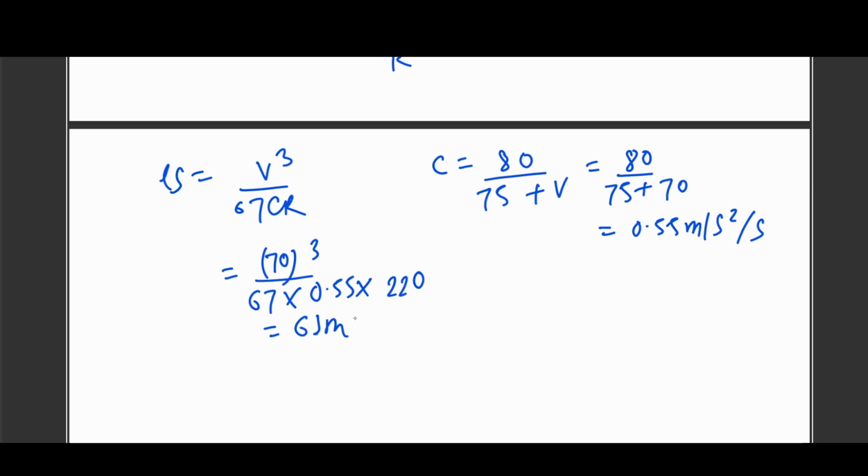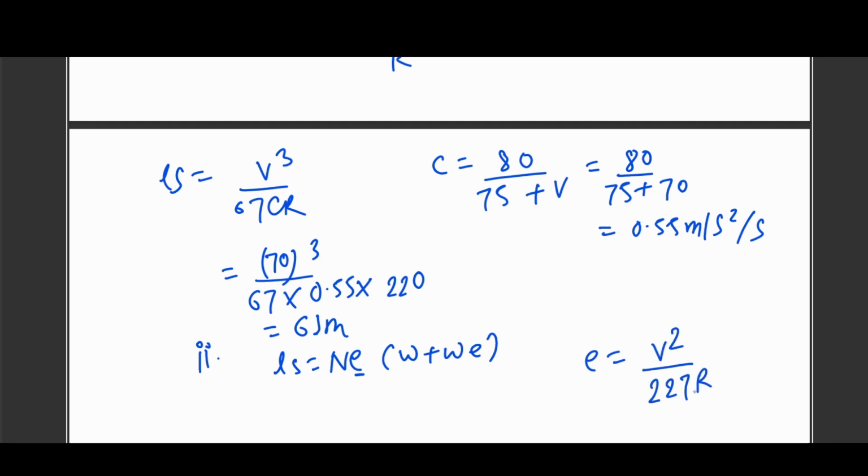All right. And the next one is from rate of introduction of super elevation. Ls equals N E (W plus We). So we need to calculate what is E, the value of E. The super elevation is not given, right? So how do we calculate the value of E? E value is calculated by V square by 225. Always assume that it is a mixed traffic and continue the calculation.